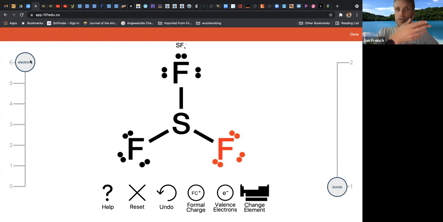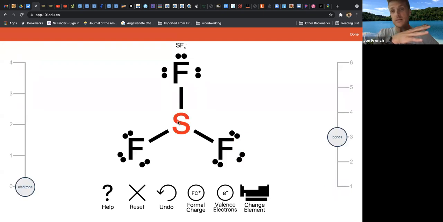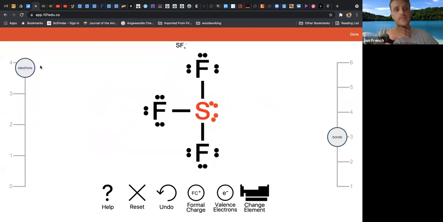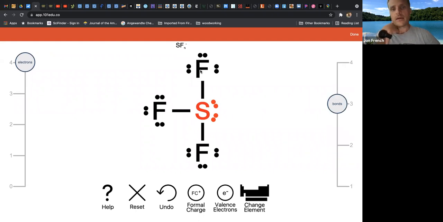So you might be thinking, well, that's breaking the octet rule. That is breaking the octet rule to assign those 4 remaining electrons on sulfur. But that's possible because sulfur has access to empty d orbitals. So I need to put 4 more electrons on sulfur. And that puts us in the 5 electron domain. So electron domain geometry of trigonal bipyramidal, and the molecular geometry of those 5 domains, 3 are bonding domains, so it would be T-shaped molecular geometry.